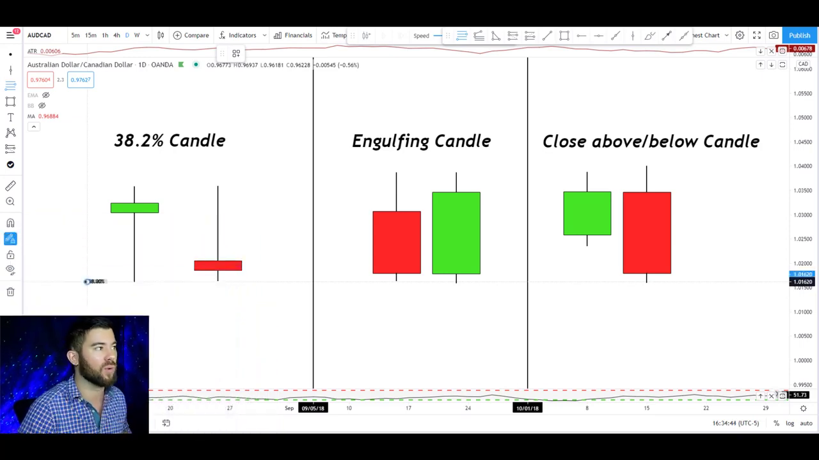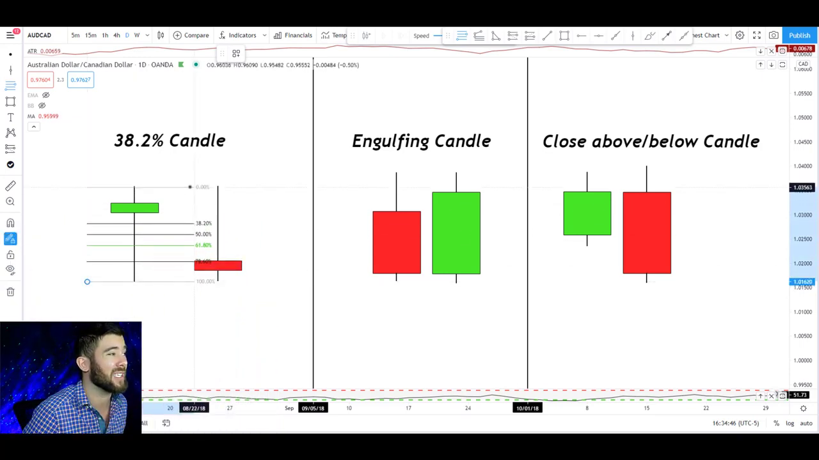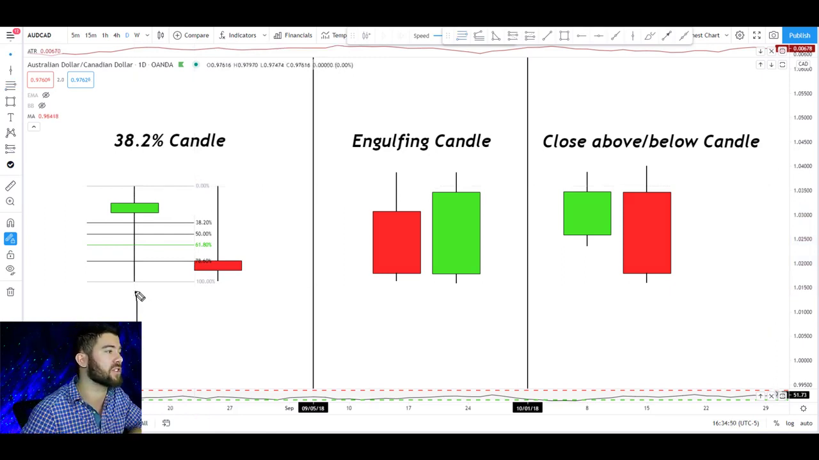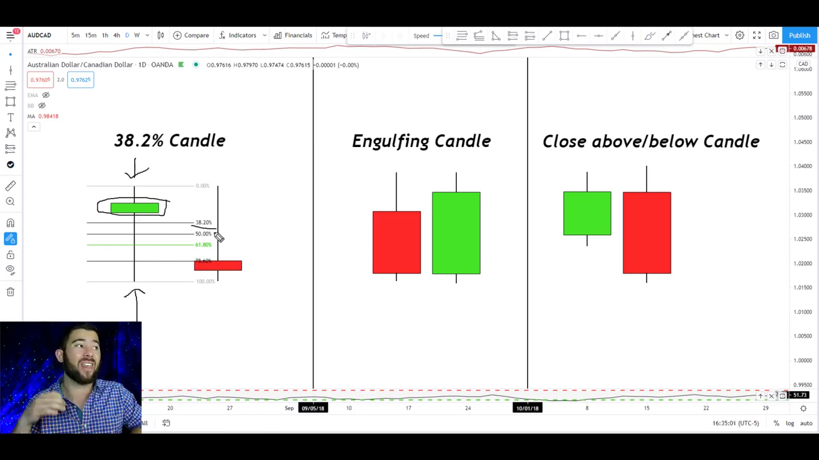So an objective rule I have for the 38.2% candle is that I pull a Fibonacci retracement from the swing low of the candle itself to the high of the candle itself. As long as the entire body of that candle is above the 38.2% retracement, then I count this as a valid 38.2% candle, and I count this as a candle that's showing me buying pressure.